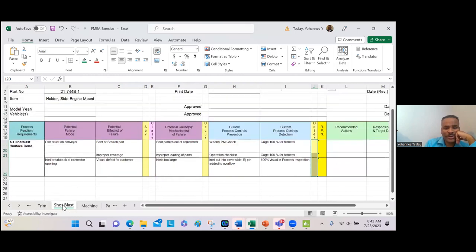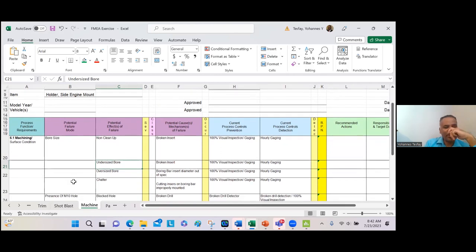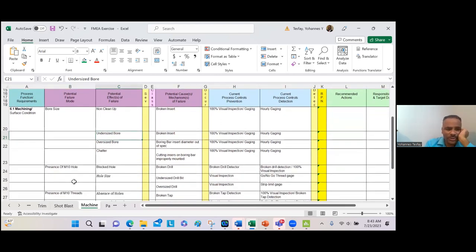Then the next step is shoot blast. What are the failure modes in shoot blast? You're gonna have it. And this one is machining. Okay, machining ማለት surface finish ምናምን እንደዚህ አይነት ነገሮች ናቸው። Okay? ለምሳሌ as an example, bore can be oversized.